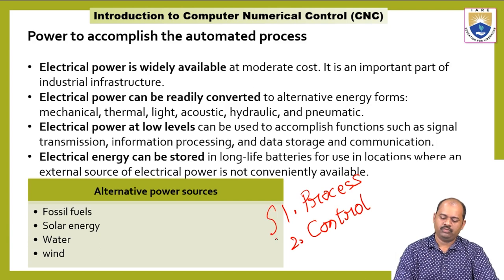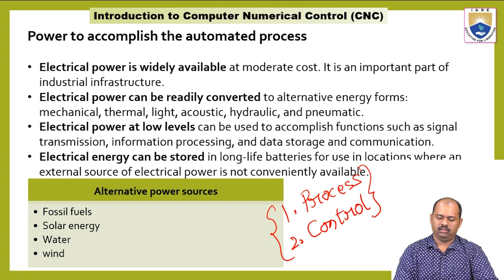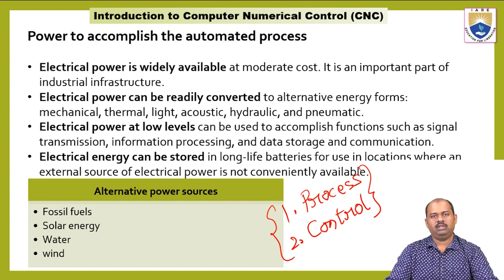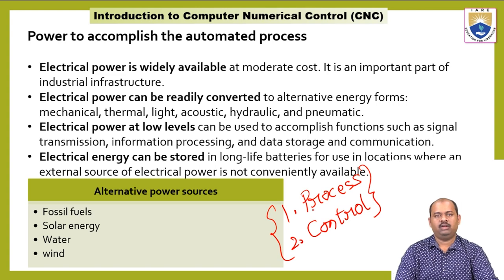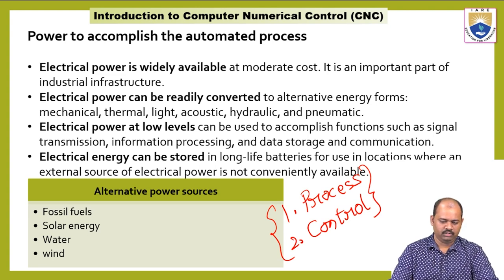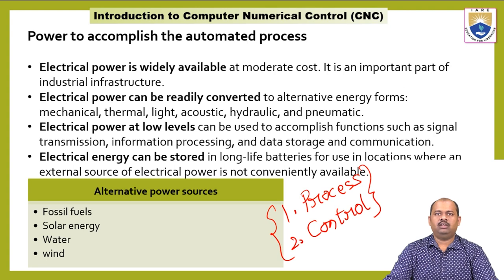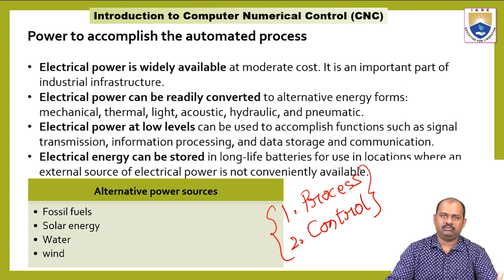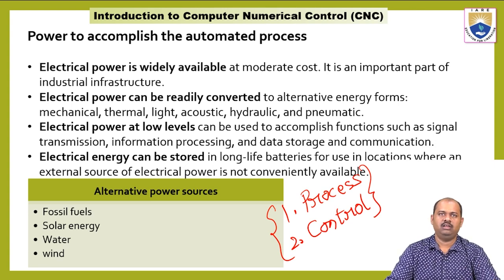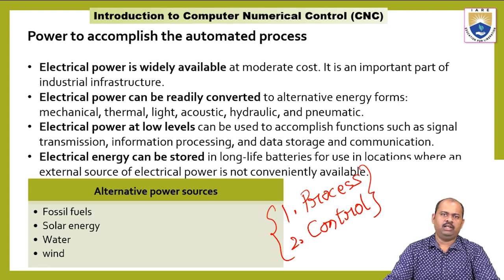Okay, these two components require electricity or electrical power. So electrical power should be given to these two parts of the automated system so that it can work perfectly. So, first of all, for the power to accomplish the automated process, there are different stages. The first one is, electrical power is widely available at moderate cost. Electrical power is the key source of energy that can be used for both the manufacturing process and the machine which is controlling the manufacturing process.